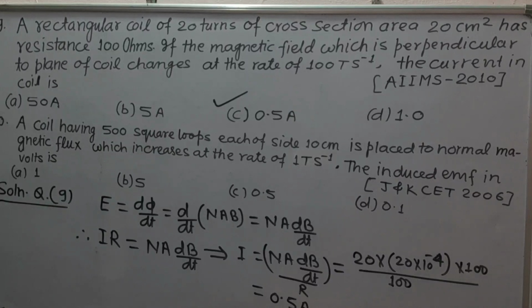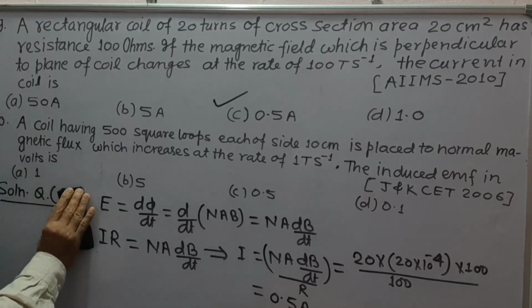Next question number 10. The question is, a coil having 500 square loops, each of side 10 cm, is placed in normal magnetic flux which increases at the rate of 1 Tesla per second. The induced EMF in volts is, these are the options. So solution to question 10.